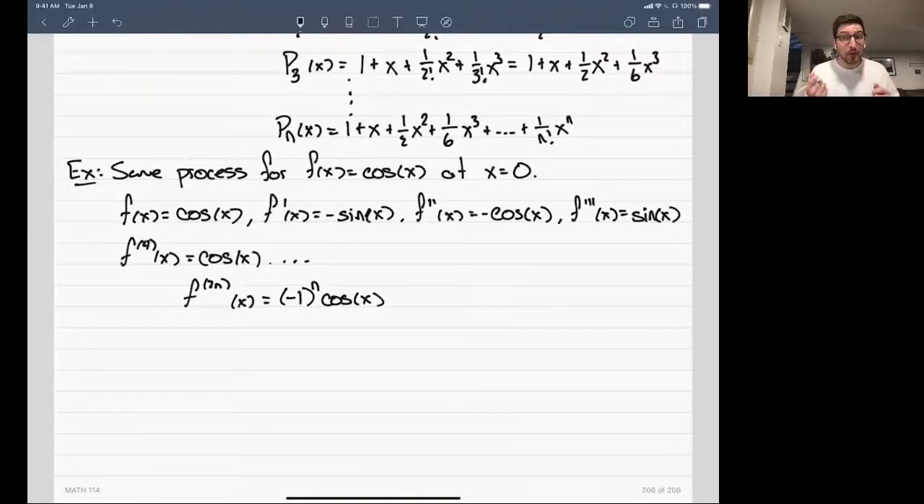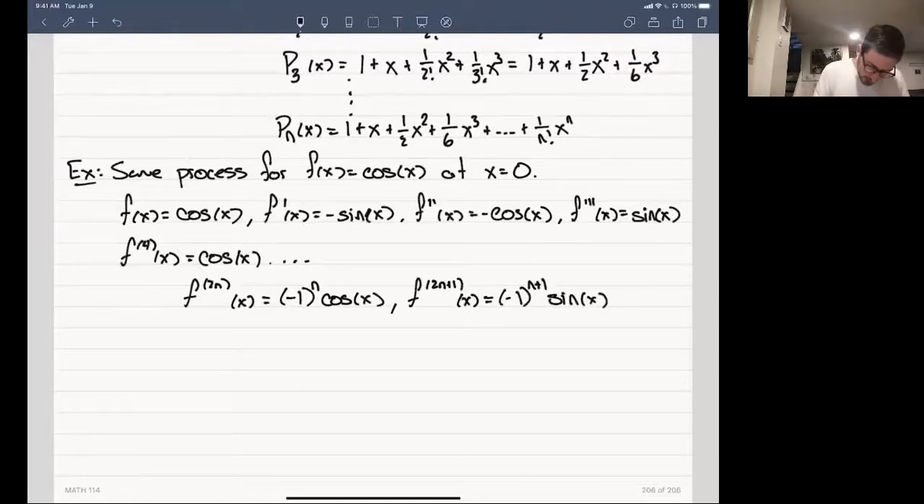Again, the big thing when you're doing Taylor series is finding the pattern. So I'm only going up to 4 derivatives to look for the pattern. You might have to go to more. That's okay, right? It takes practice. And so similarly, the odd derivatives are plus or minus sine. So I get this.